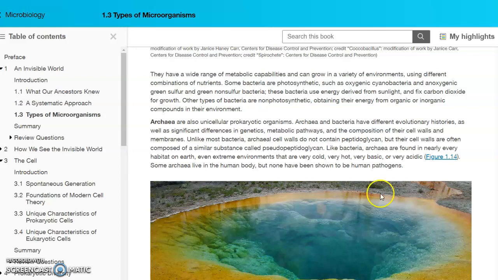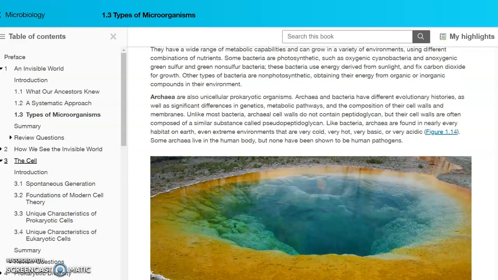Archaea are also prokaryotic organisms, and for the longest time we grouped these with the bacteria because they were prokaryotic and single-celled. But now we realize that evolutionarily they're not all that similar, so we've grouped them into separate domains. Archaea functionally and structurally are a lot like bacteria, but their genetics are a little different, their metabolic pathways are different, and their cell walls and cell membranes are a little different, and that's why we put them into their own group.